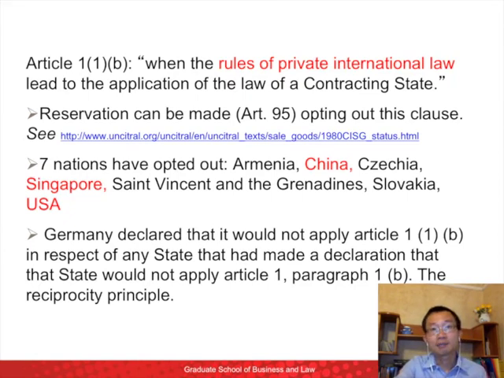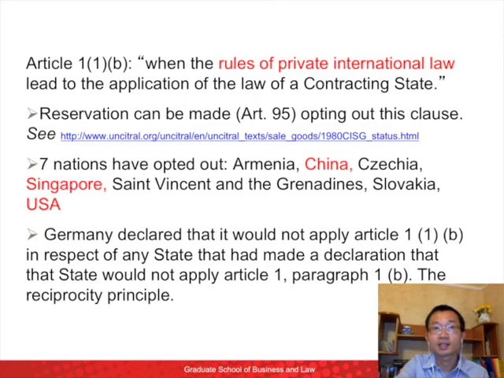Okay, let's come back to see Article 11b of the CISG. When the rules of private international law lead to the application of the law of a contracting state, the convention may also be applicable. Some states have made a reservation on this clause. Following such a reservation, even though the rules of private international law point to the law of a contracting state that adopts the convention, the convention still cannot be applied.